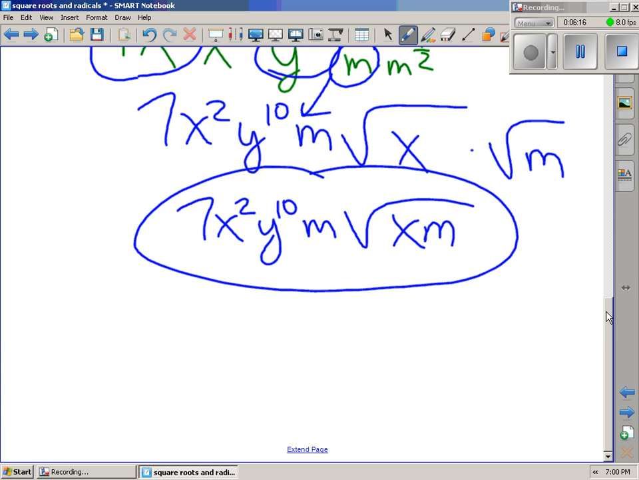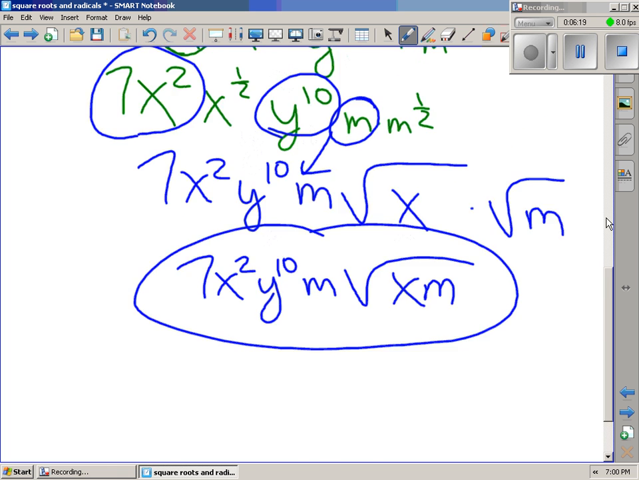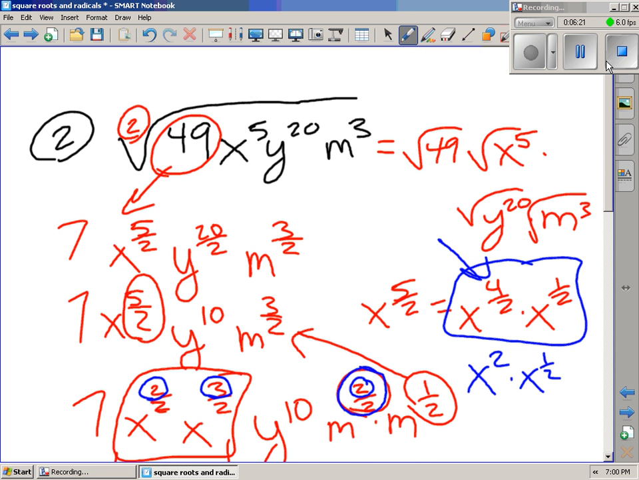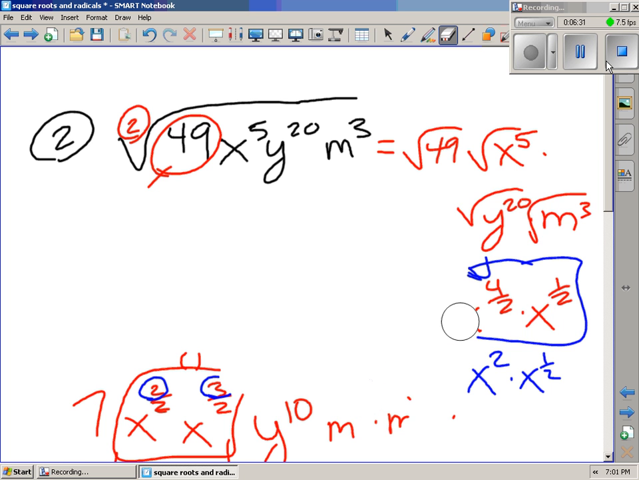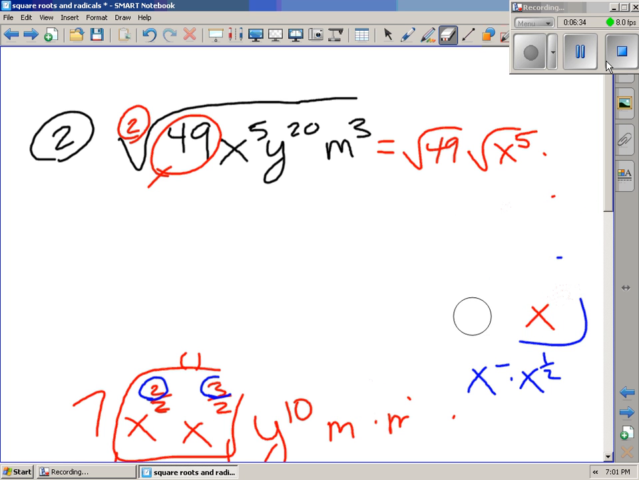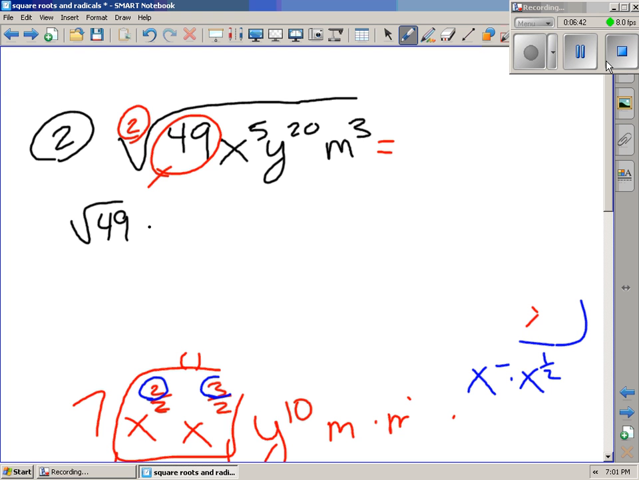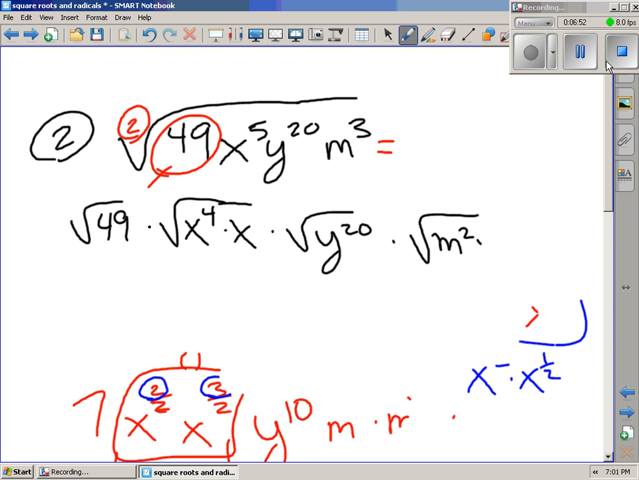All right, we're going to continue to use this problem, and we're going to look at another method. So the other thing I could have done with this problem is I could have realized that right away I could have split up the radicals differently. So what I'm going to do this time is I'm going to split this up into the square root of 49 multiplied by the square root of x to the 4th times x times the square root of y to the 20th times the square root of m squared times m.